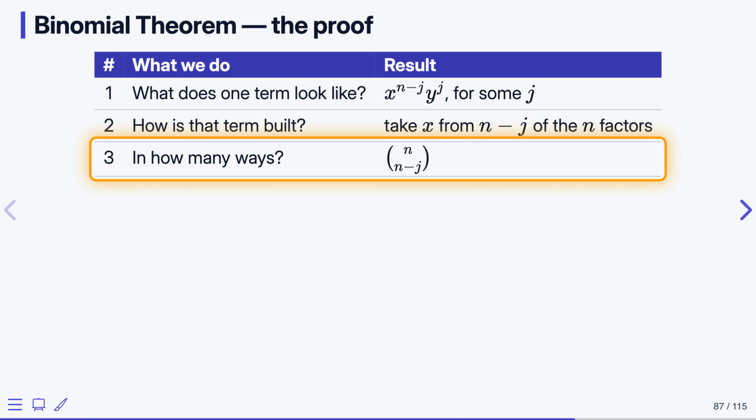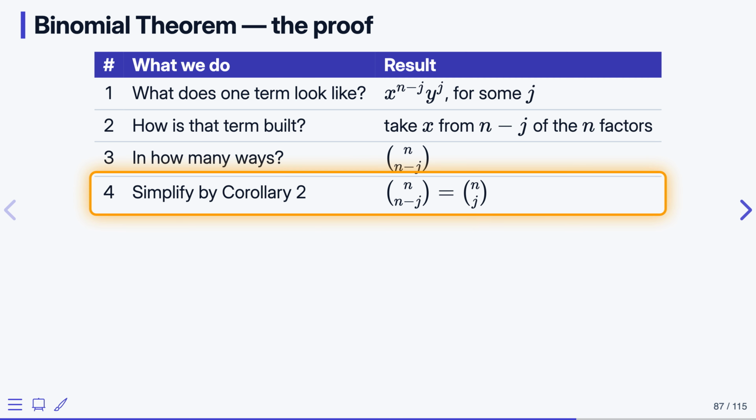Step 3. Ask in how many ways. Choosing which factors give the x is n choose n minus j. Step 4. Corollary 2 says n choose n minus j is the same as n choose j, that is the coefficient in the theorem.